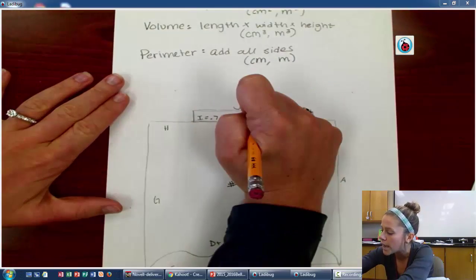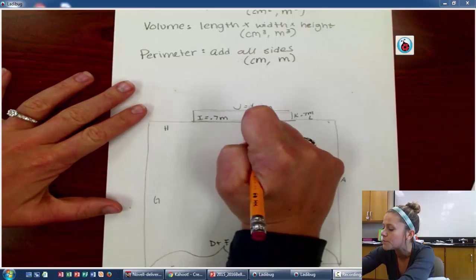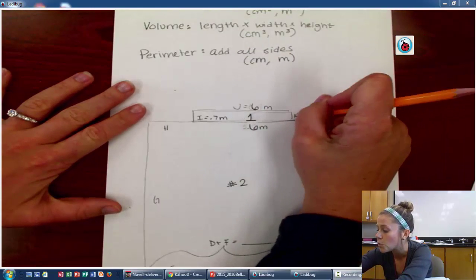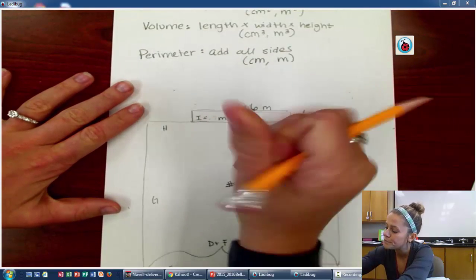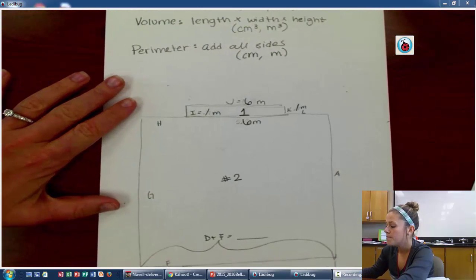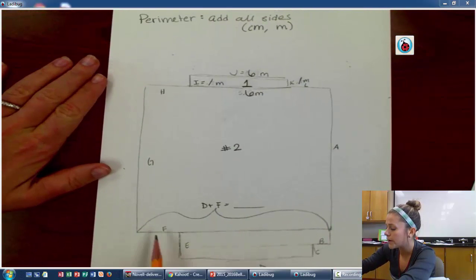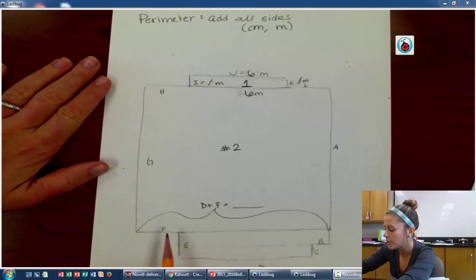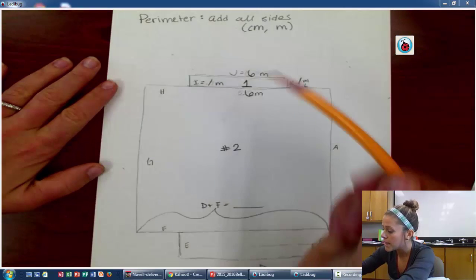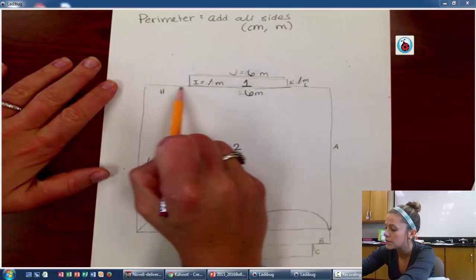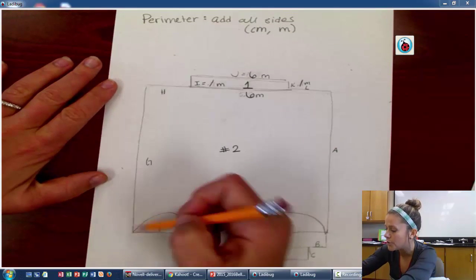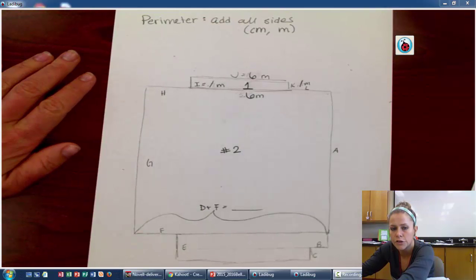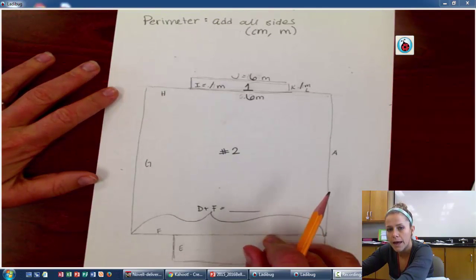So 5.9 would be 6 meters. This would be 6 meters. And you can do this in your notes. So 0.7 would be 1 meter. And this would be 1 meter. So in order for you to find this side here, it would be F plus D. And that should be the same as these sides here. Then to find this side, you already know it, it is the length of G. So you should be able to get the area of box 2.